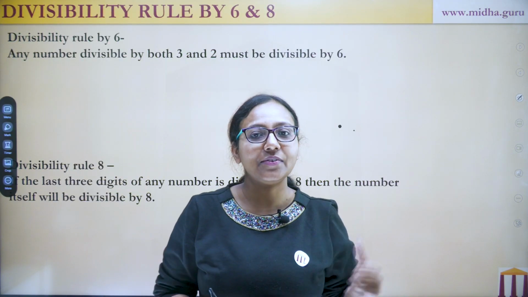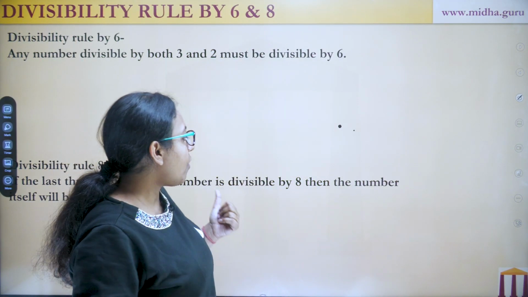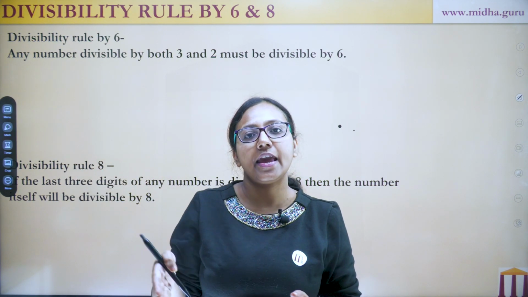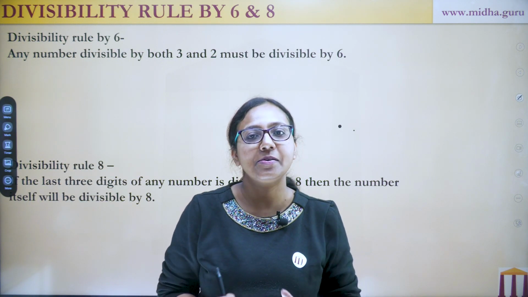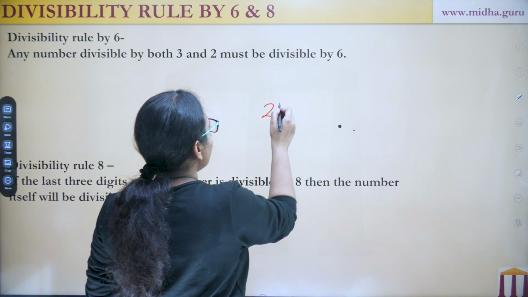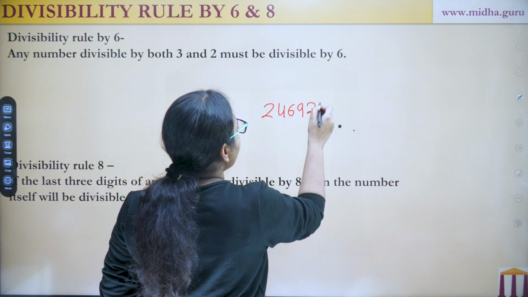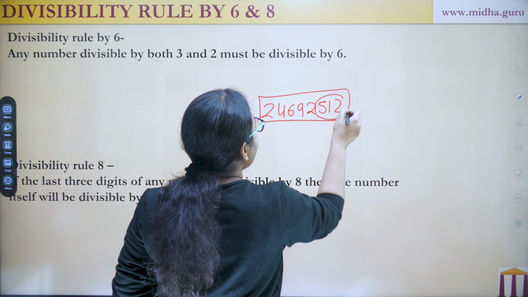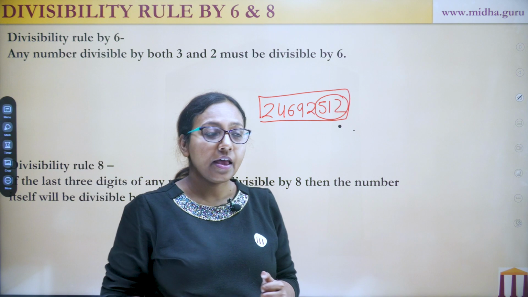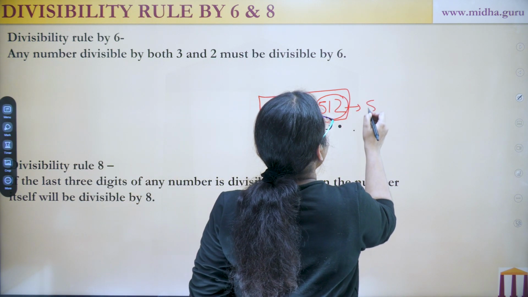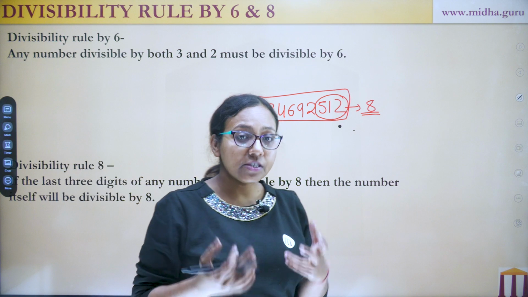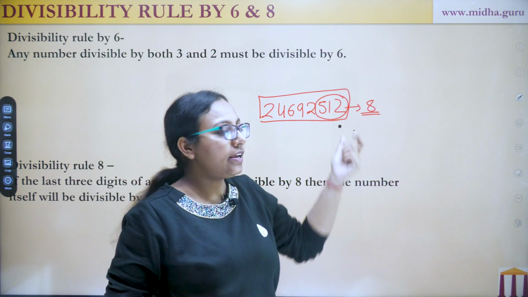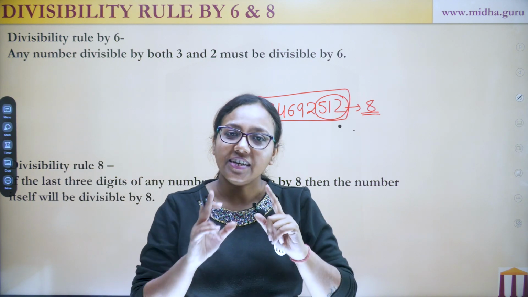Okay, now let's do the divisibility rule of 8. So for this we need to check if any number has its last 3 digits divisible by 8. That means the whole number is going to be divisible by 8. Let's take an example. 24692512. If I have a number like this, we need to check the last 3 digits, which is 512, and 512 is divisible by 8. So if the last 3 digits are divisible by 8, that means the whole number is going to be divisible by 8.